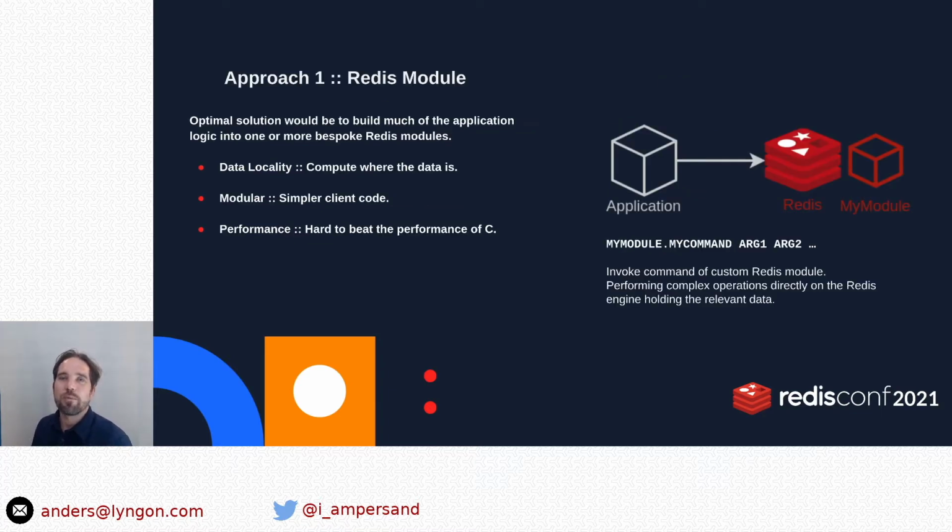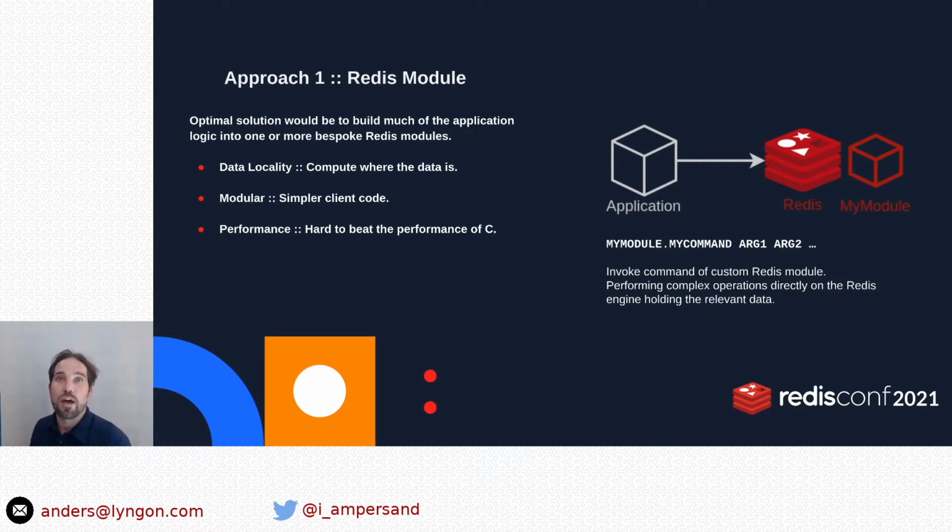So the initial approach was to create Redis modules. Redis modules are basically a way of extending the feature set of Redis by implementing a low-level C API that is provided by Redis Labs. By using this, you can create your own packages and deploy them together with your Redis server, and this provides a lot of benefits.